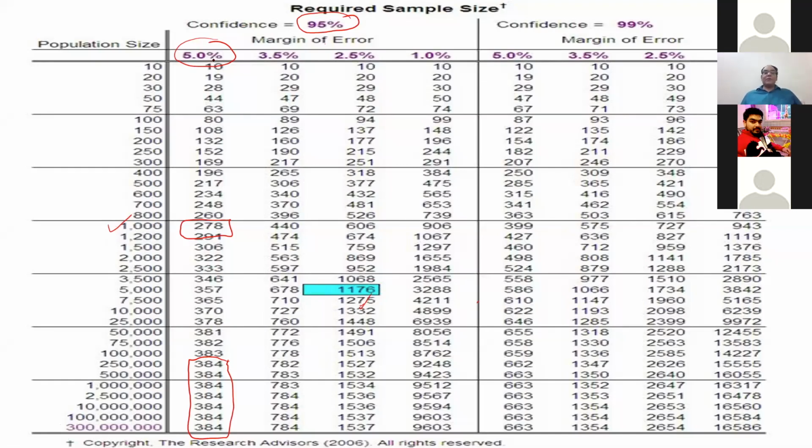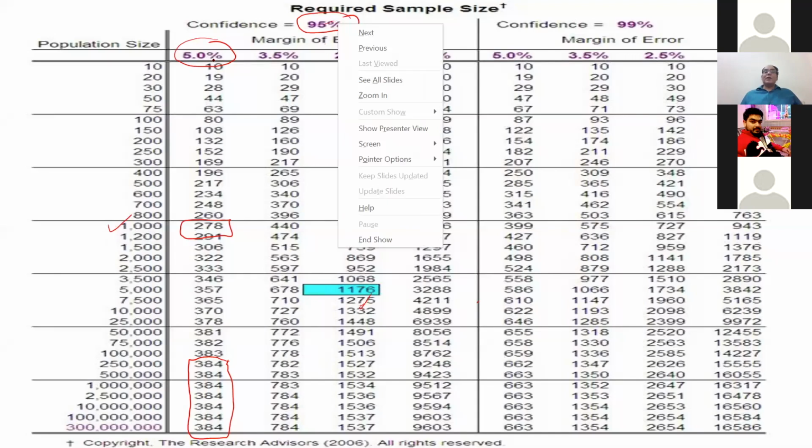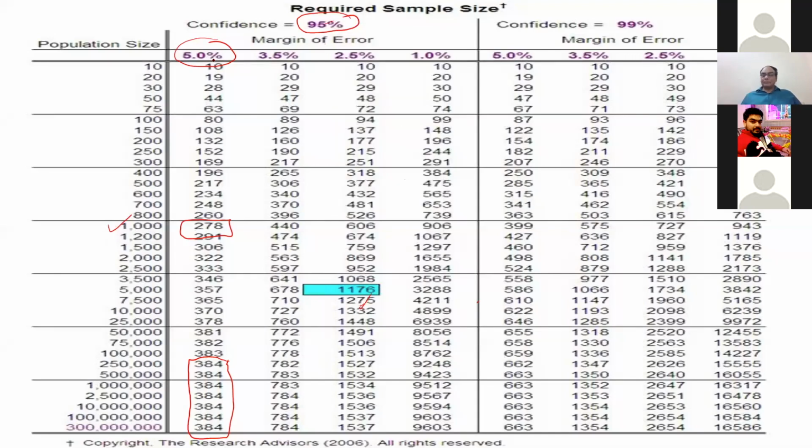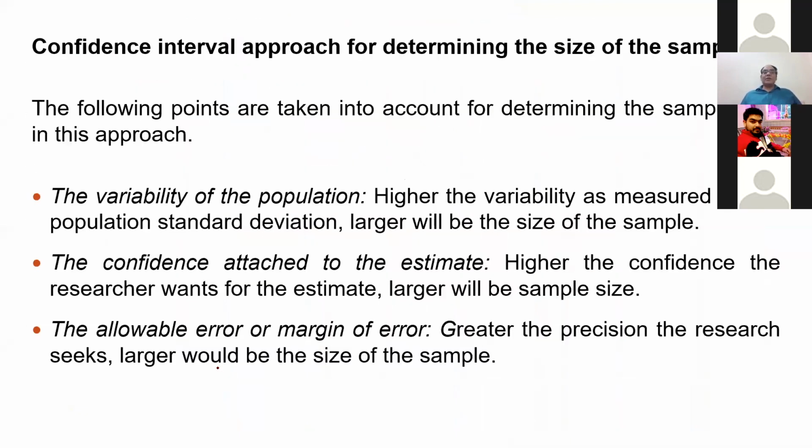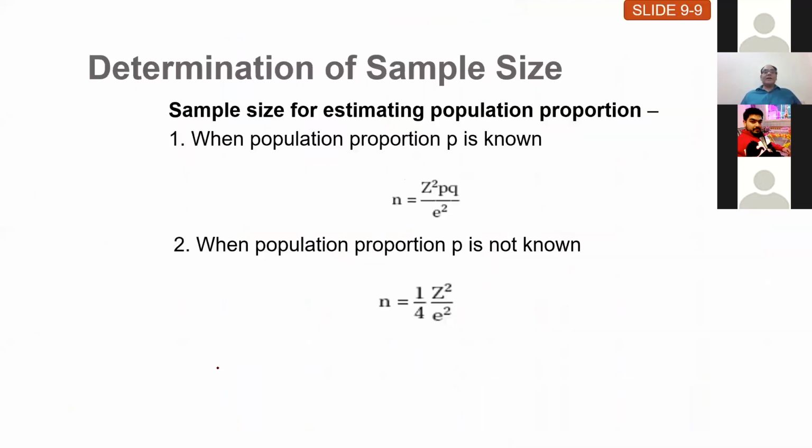So rather than calculating the formula, you can report this table also. In any study, this sample size of 384 is found to be sufficient. Okay, so I hope you understand this formula. And the second thing, there are some formulas also. This is the formula when population proportion is known, as opposed to when the population proportion is not known.